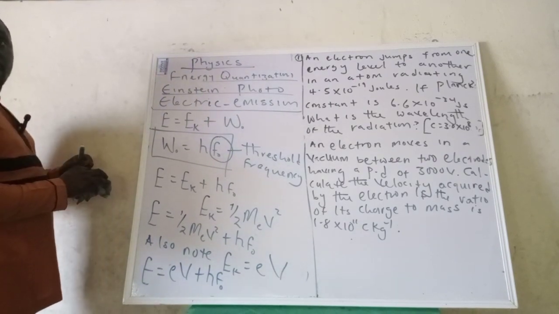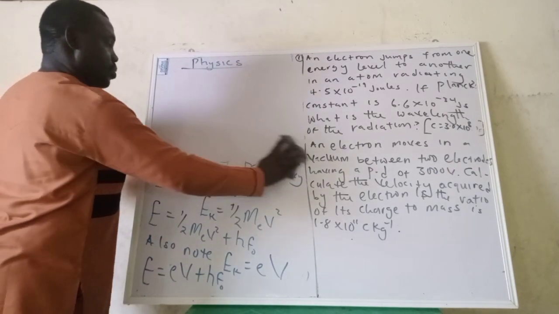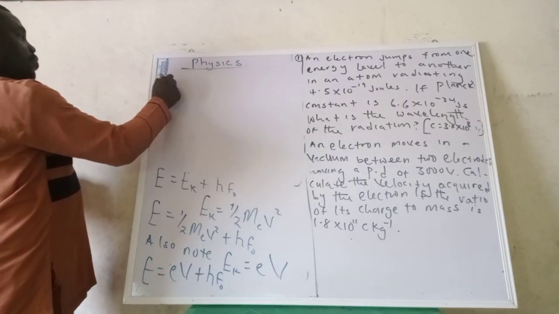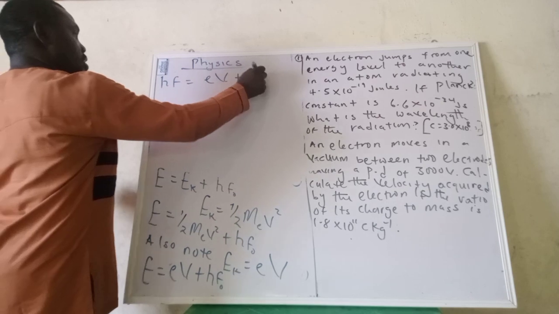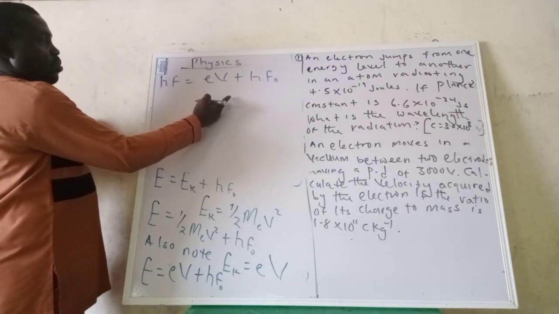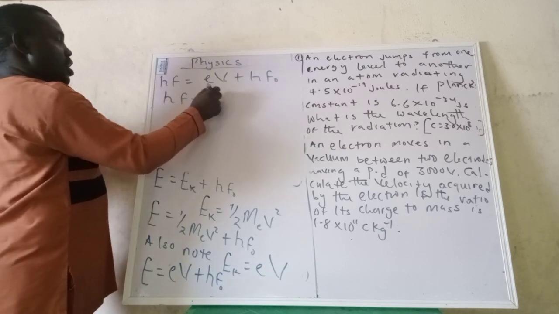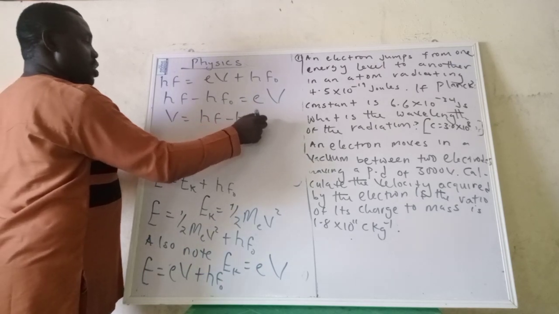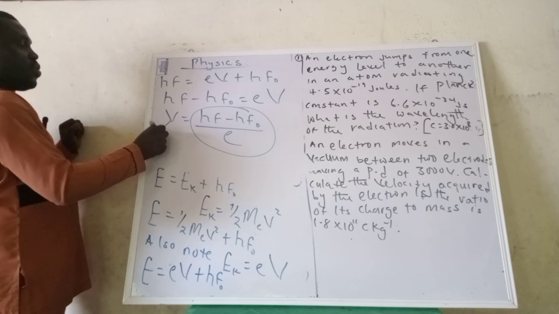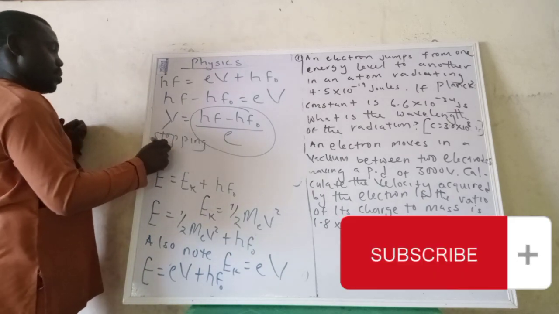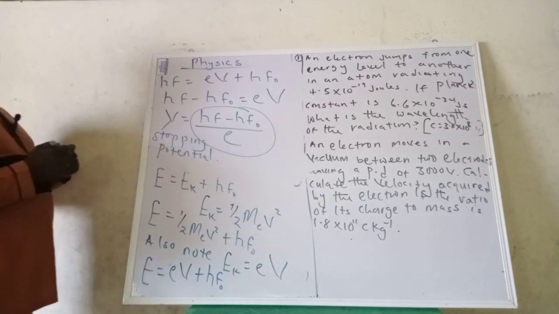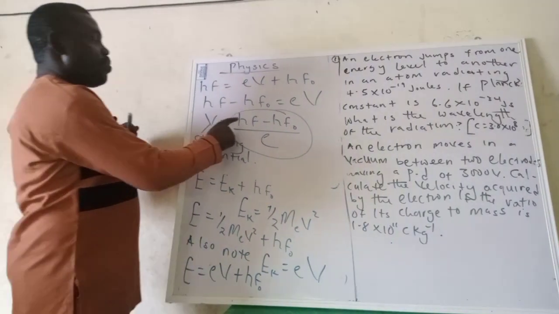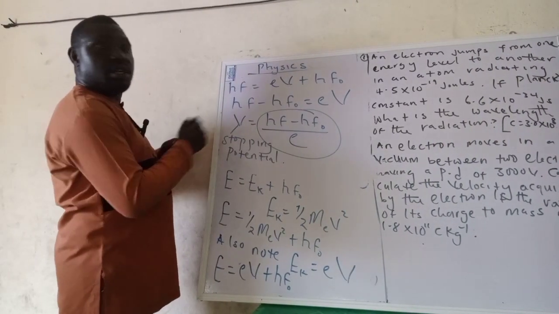Can I wipe the board? Yes, sir. We have this. Our E is hf, we know that already. This is eV. This is h f naught. Now we could make any one the subject of the formula very easily. So h f naught equals eV, so that V equals h, f minus f naught, over e. This is called stopping potential. Please write it down. This is Planck's constant, frequency, Planck's constant, threshold frequency, and this is the electron charge.